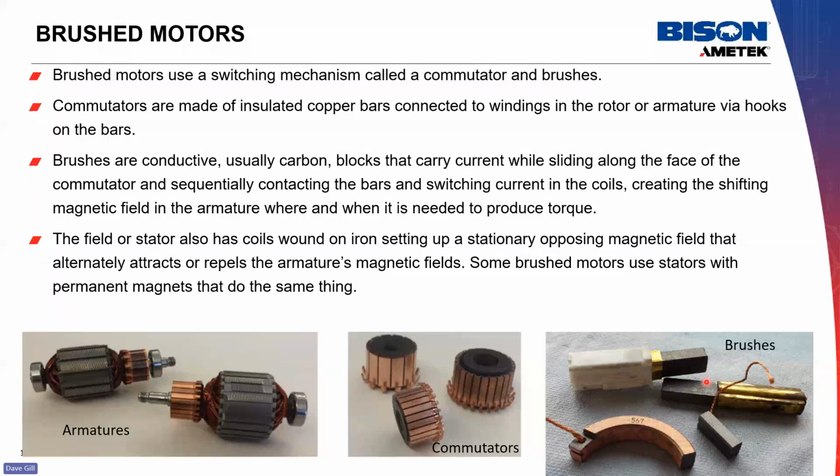The other element of the brush motor is the field, or the stator, which also has coils wound on iron, setting up a stationary opposing magnetic field that alternately attracts or repels the armature's magnetic fields. Some brush motors use stators with permanent magnets that do the same thing.